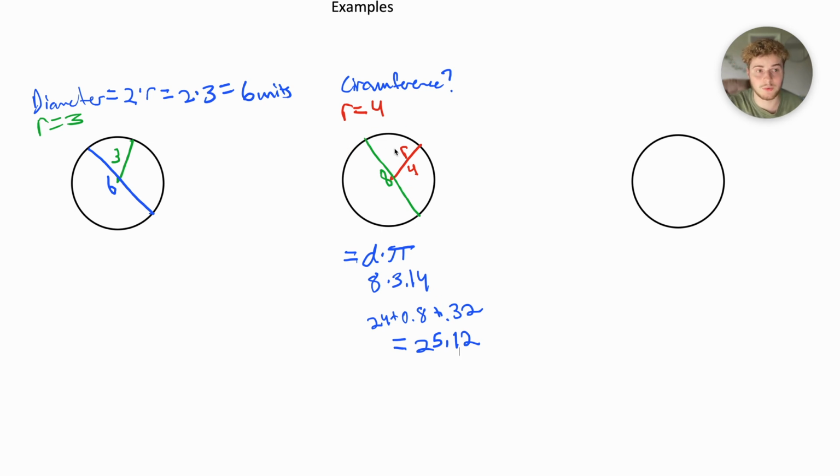You can think of it like, we don't call it perimeter, we call it circumference, but it is the distance of that outside border of the circle.